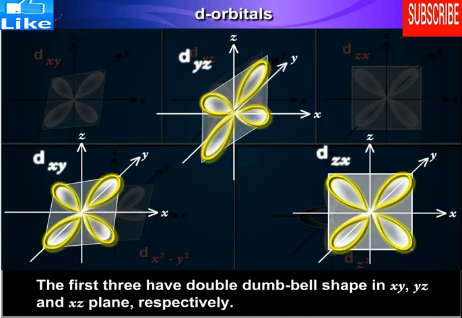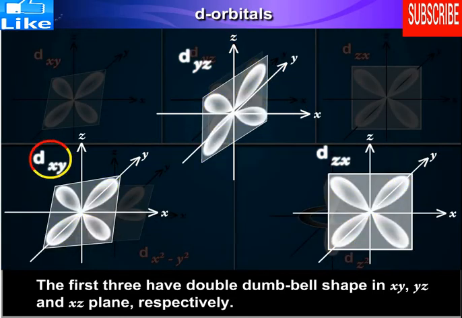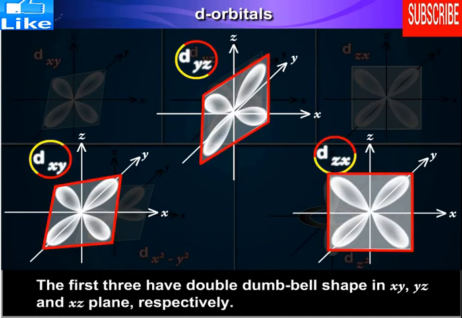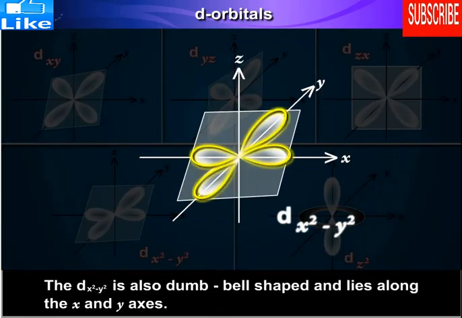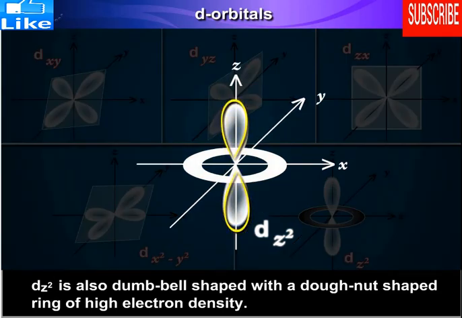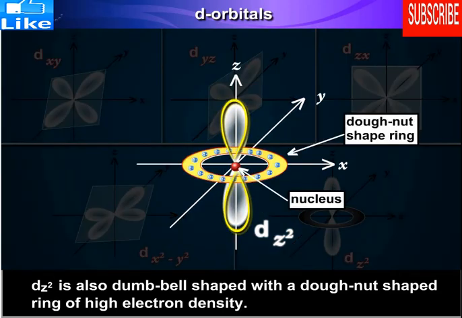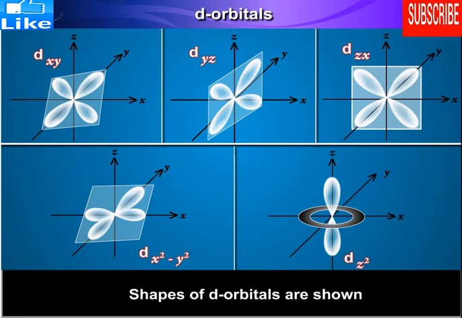The first 3 have double dumbbell shape, in xy, yz, and xz plane, respectively. The dx²-y² is also dumbbell-shaped, with a donut-shaped ring of high electron density around the nucleus in xy plane. dz² is also dumbbell-shaped, with a donut-shaped ring of high electron density. Shape of d orbitals are shown.